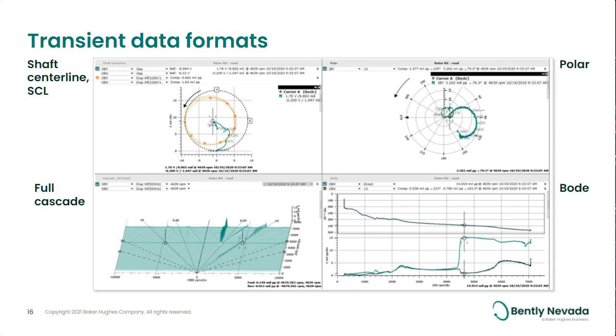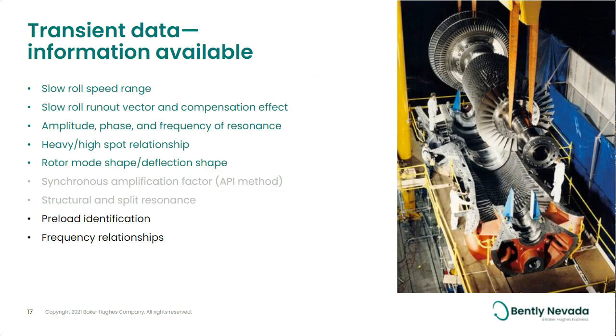Okay, next one. So I've showed you the basic plots that we use in transient data analysis, but what is the information that's available from these plots? You'll find the slow roll speed range, and the Bode plot's great for that. The slow roll runout vector and compensation effect, the amplitude, the phase, and frequency of the resonance. Love the polar plot for that. Heavy spot, high spot relationship, and rotor mode shape and deflection shapes. We're going to go over those in the next couple of slides.